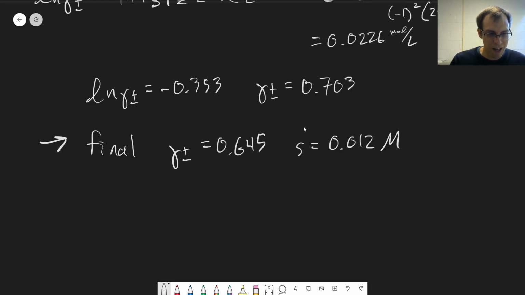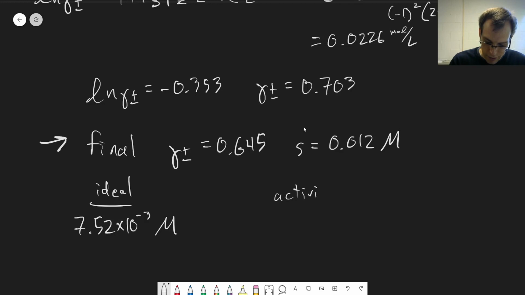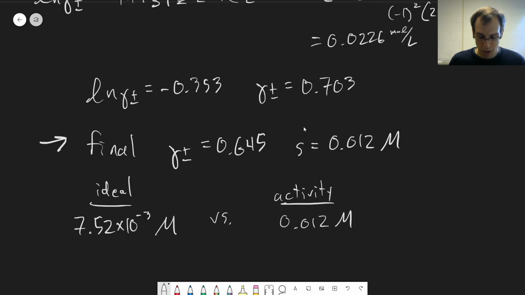But the key point here is that in the ideal situation where we ignore activities, we got a concentration for barium of 7.52 times 10 to the minus 3 molar. Whereas if we use activities and activity coefficients, and remember that the ionic strength matters, we get a concentration of 0.012 molar. We can see that's a pretty significant difference. It's not quite double, but almost double the concentration that we would predict by taking that into account.